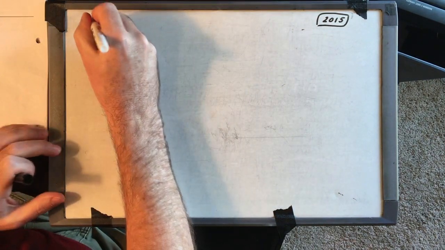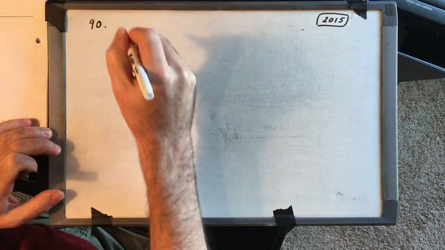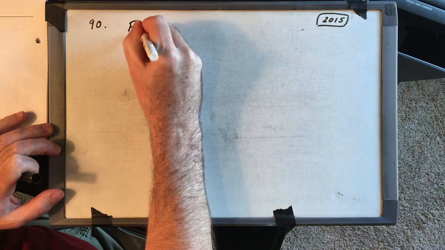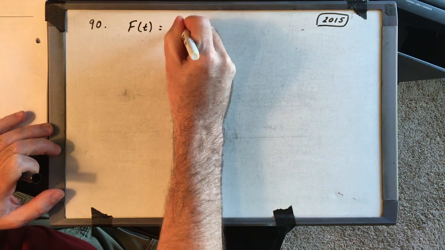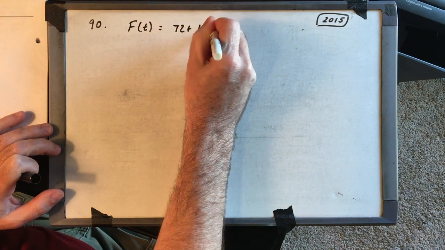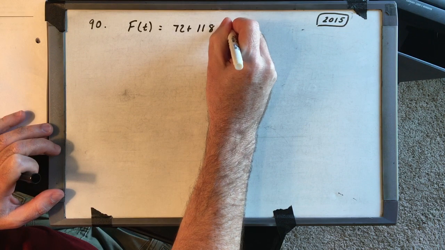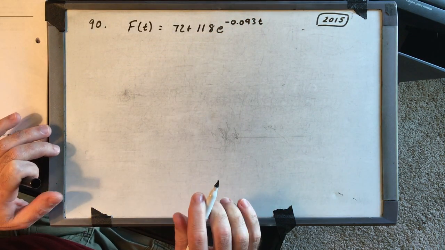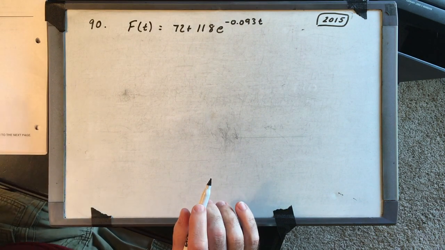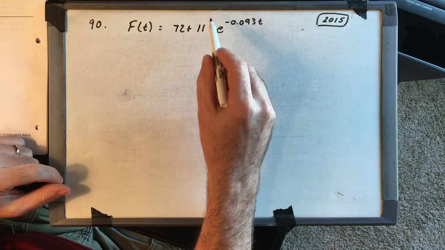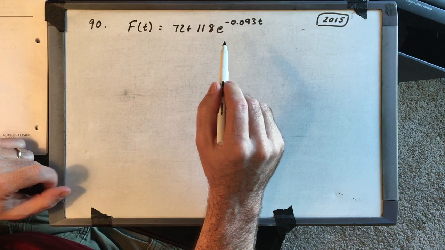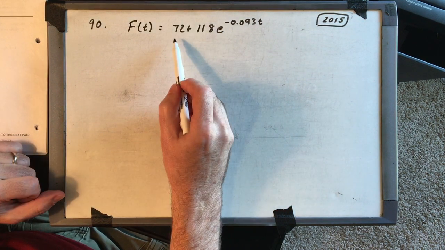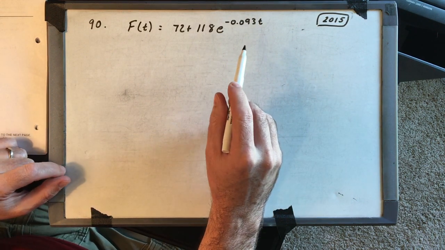Number 90 says that the temperature F is given by f of t equals 72 plus 118 e to the minus 0.093t for a cup of coffee. So that is a lot of information about the cooling of that coffee. To the nearest degree, remember Newton's law of cooling, what is the average temperature?